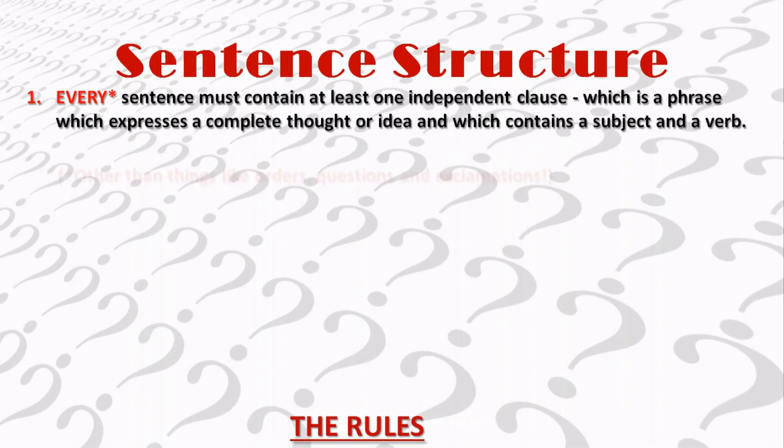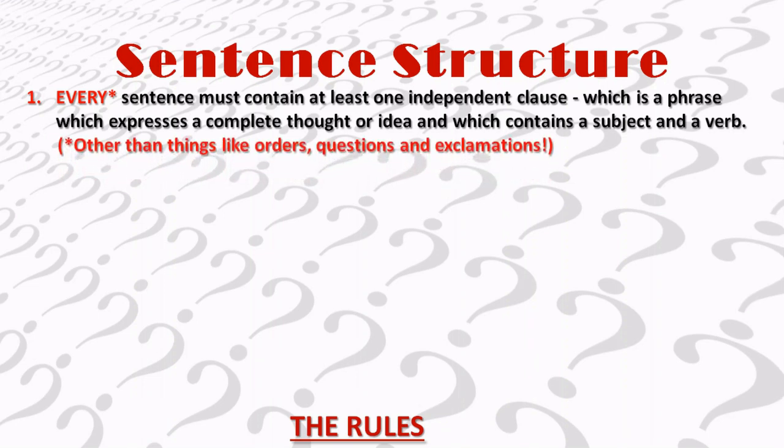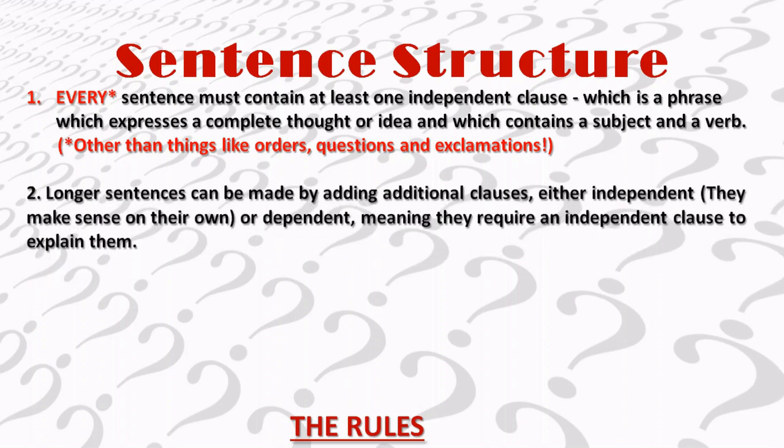Every sentence must contain at least one independent clause, which is a phrase which expresses a complete thought or idea and which contains a subject and a verb. There's an asterisk there which tells us not every sentence, other than things like orders, questions, and exclamations, like stop, go, what, who. But apart from that, every sentence must contain at least one independent clause. Longer sentences can be made by adding additional clauses, either independent, clauses which make sense on their own, or dependent, meaning they require an independent clause to explain them.